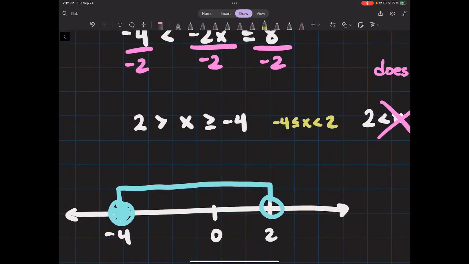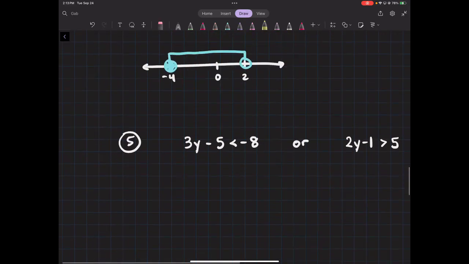Okay, next thing. Jalen asked a great question. Can you still flip this one? Yes. You gotta flip everything though, right? So if you read it, this is still eating the x, this is still eating the x, and then 2. Same thing. It is the same thing. Great question. Alright, next one. Last one.